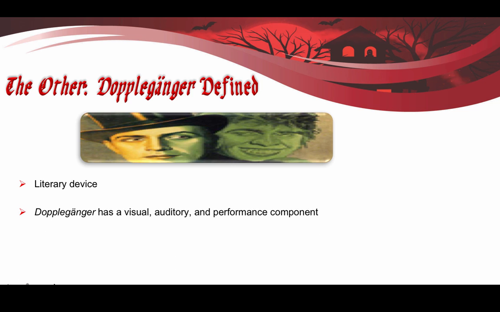Now, according to Weber, doppelgangers have visual, auditory, and performance components. In other words, the doppelganger is seen, heard, and acts separately from the creating character. In some cases, only the creating character sees and hears the doppelganger, but usually the doppelganger carries out actions that have very real effects on other characters in the story.